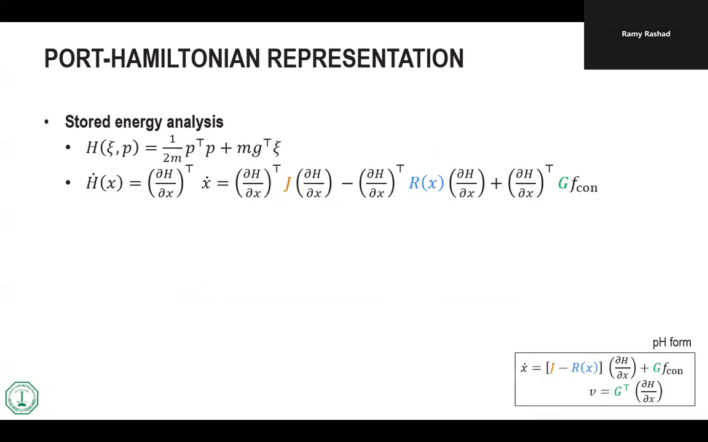If you try to do the energy analysis, we start with the Hamiltonian, which is the kinetic plus the potential energy. H dot in this case is simply, written in a compact form, the partial H by partial x transpose multiplied by x dot. You can write x dot using the Port-Hamiltonian equation and plug it in. You see you're going to have one term with the J, one term with the R and the minus, and one term with the G and the F. Yes, what happens to this first term?